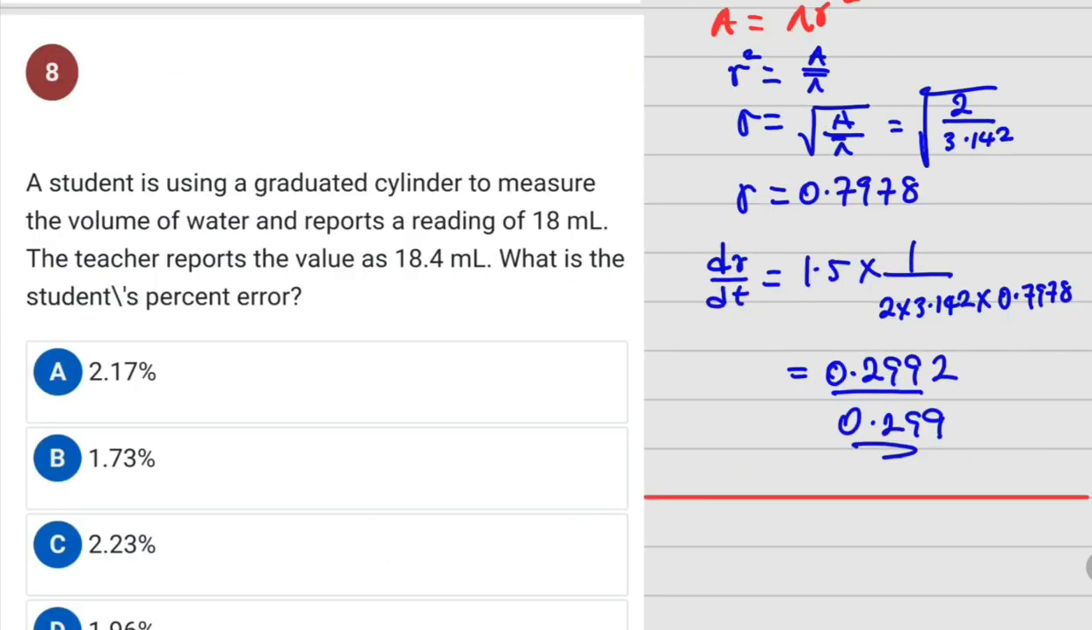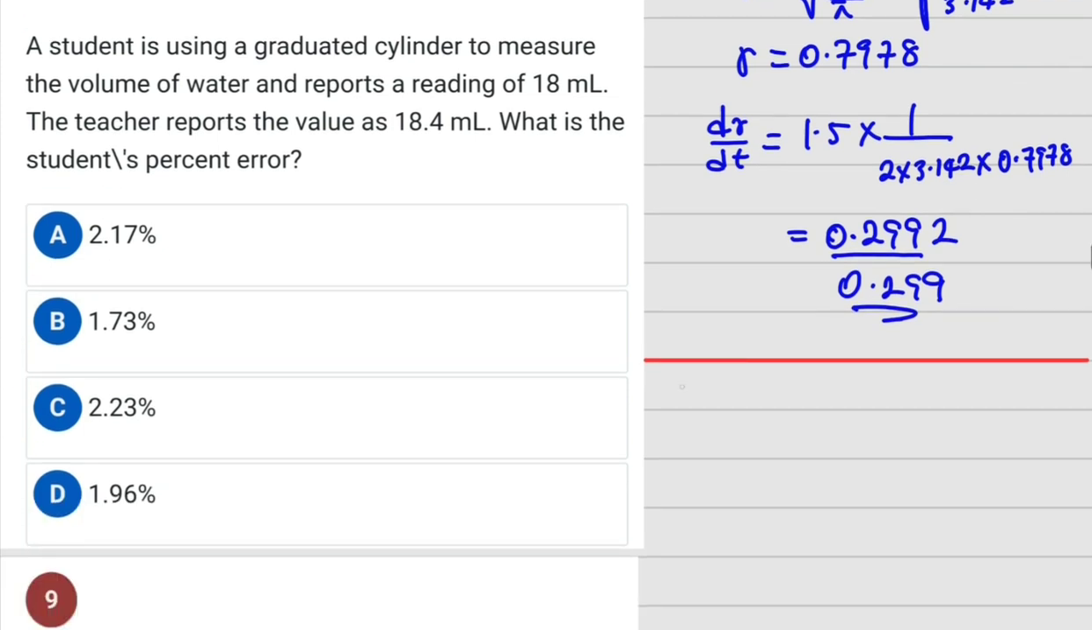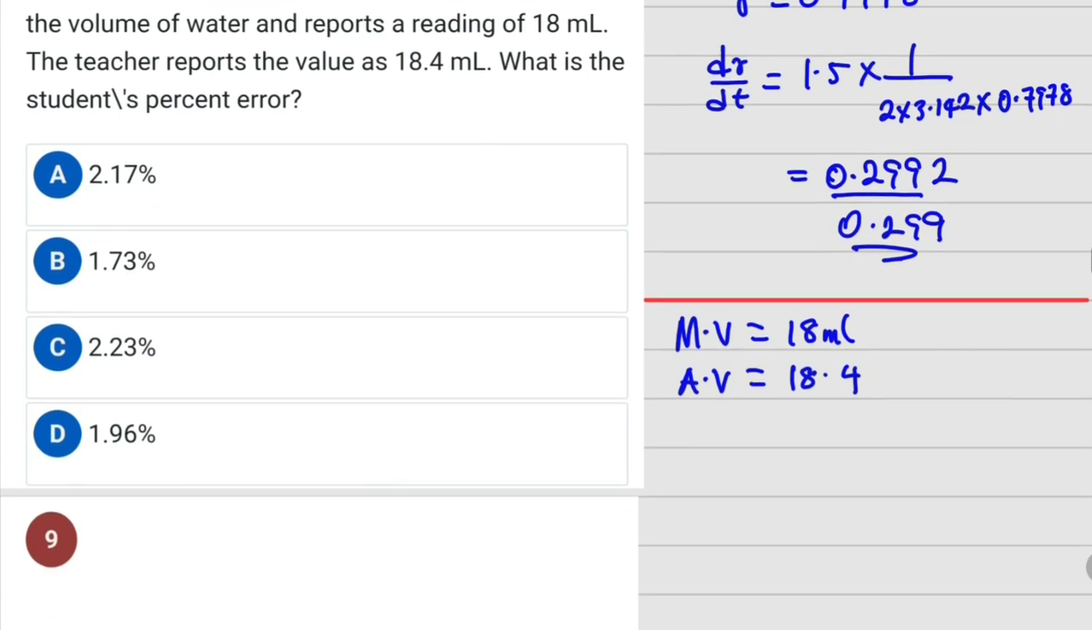Now question 8 is a percentage error problem, which says a student is using a graduated cylinder to measure the volume of water and reports a reading of 18 ml. So we now go back. Our measured value is 18 milliliters. Then the teacher reports the value to be 18.4. So the teacher's reading is actually the actual value. So we are going to have 18.4. What is the student's percentage error?